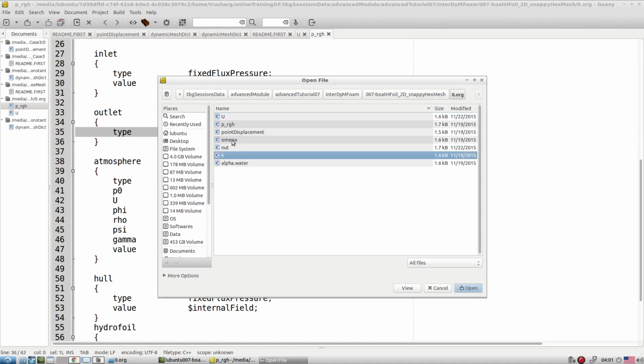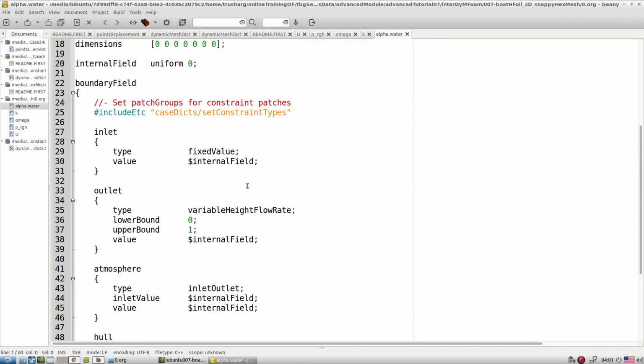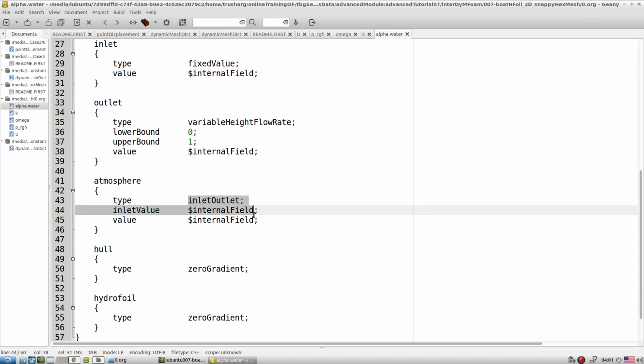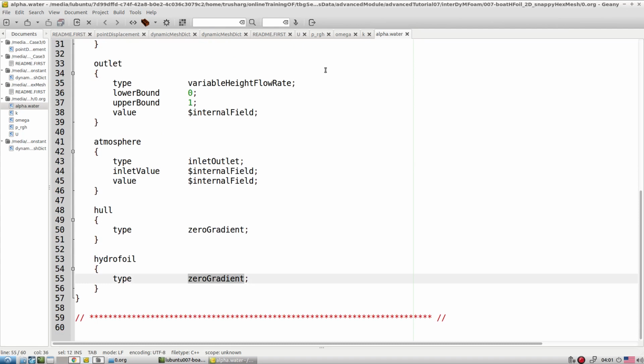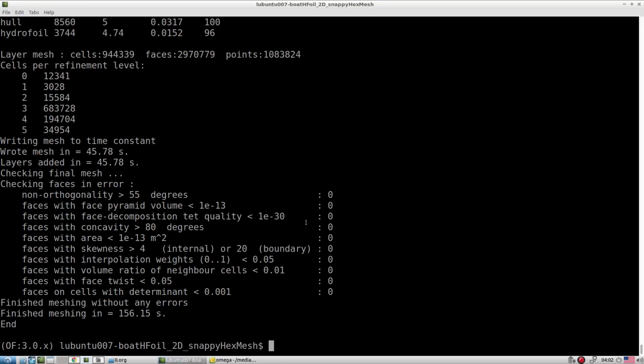Point displacement, the k-omega model we are using, and for water we have an entry. On the outlet we say variable height flow rate, so depending on the movement of the wave, the height is going to change. That is the idea for the alpha of water. At the inlet it is fixed with the internal field, and inlet-outlet. For the hull, zero gradient, and for the hydrofoil we have the k and omega entries. This is how we can see all the settings.